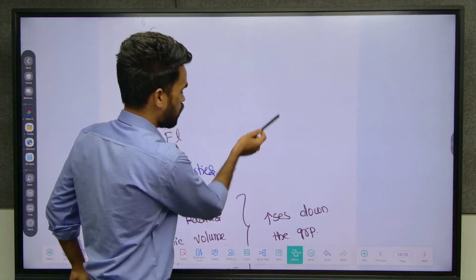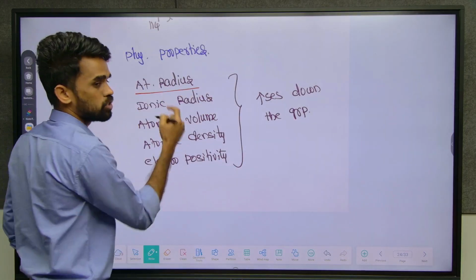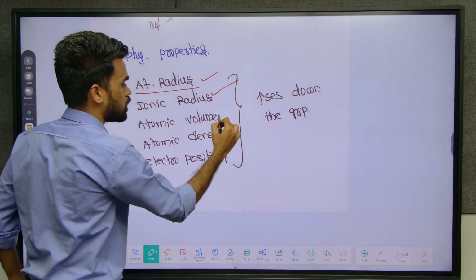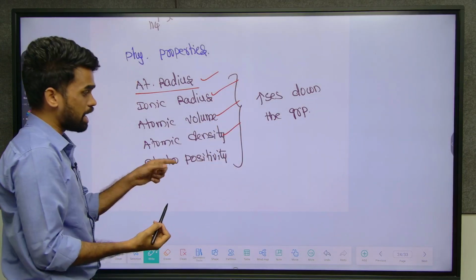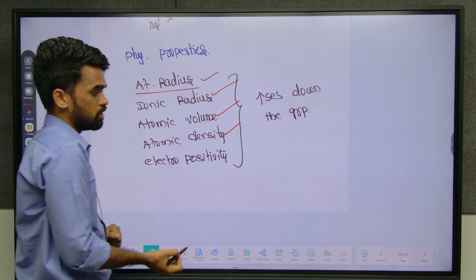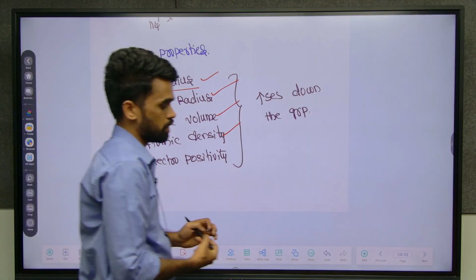Okay. So now periodic properties. First one is atomic radius; down the group size increases. So like that, atomic radius, ionic radius, atomic volume, atomic density and electropositivity. All these things down the group, what happens? Increases. Okay. Once again look into this. All these things are increasing down the group. Next.